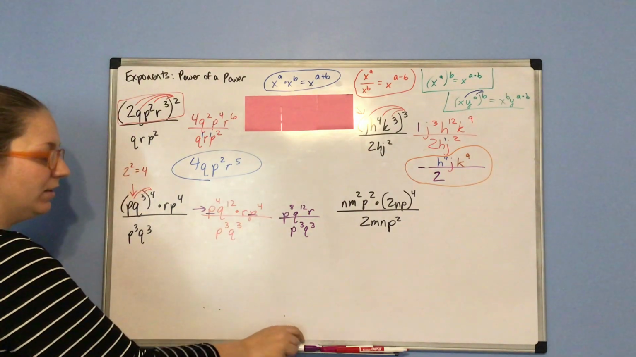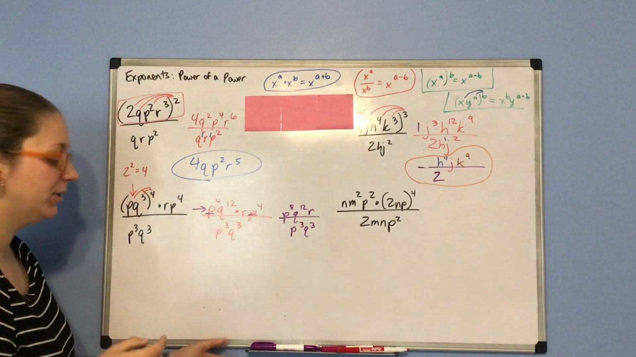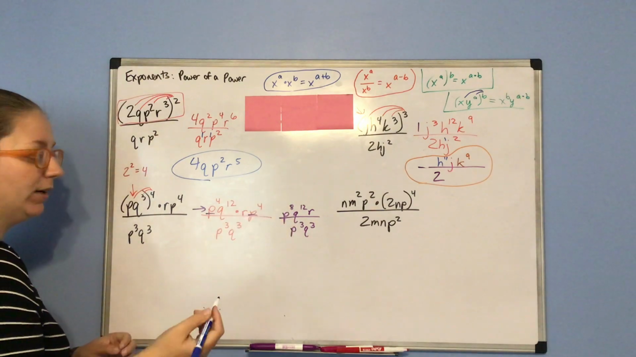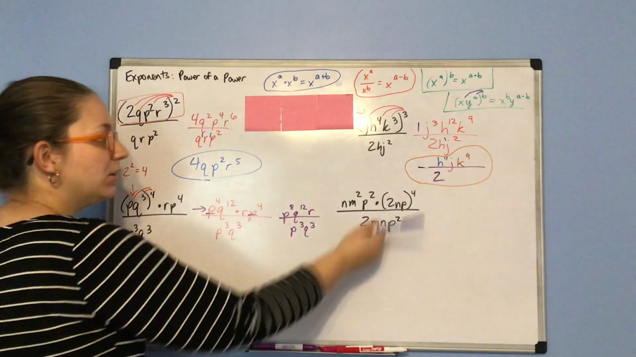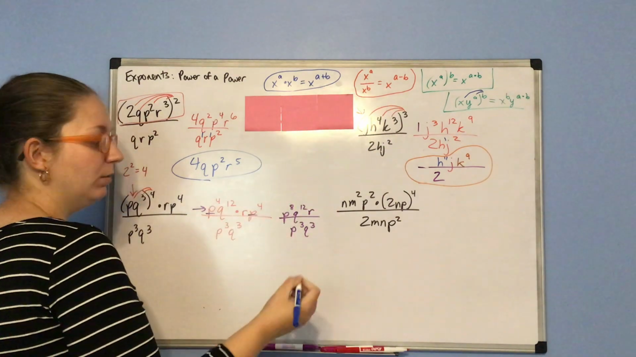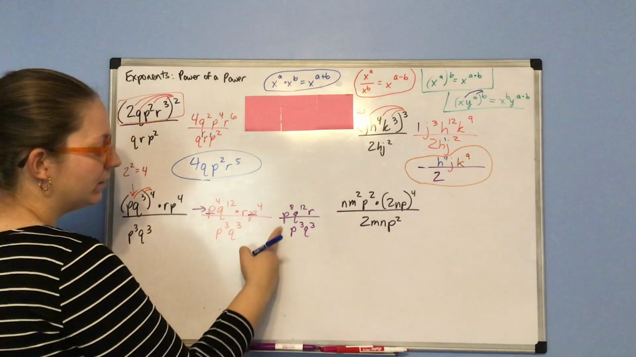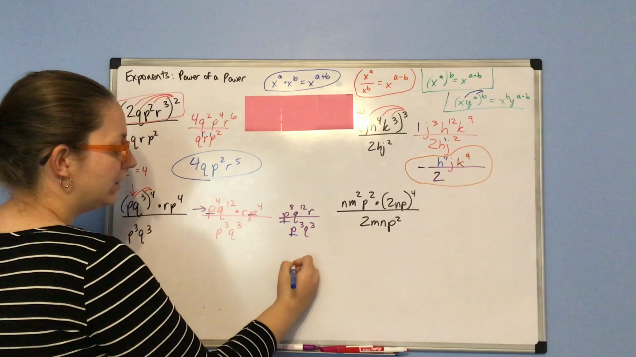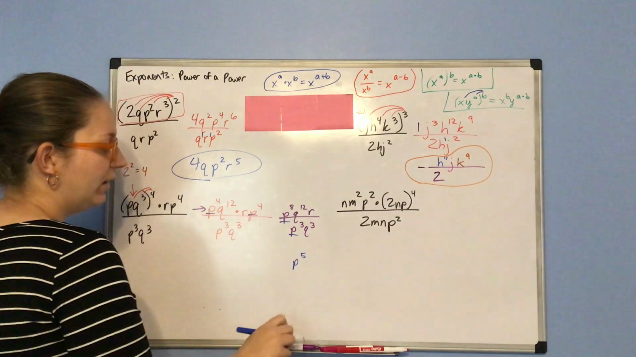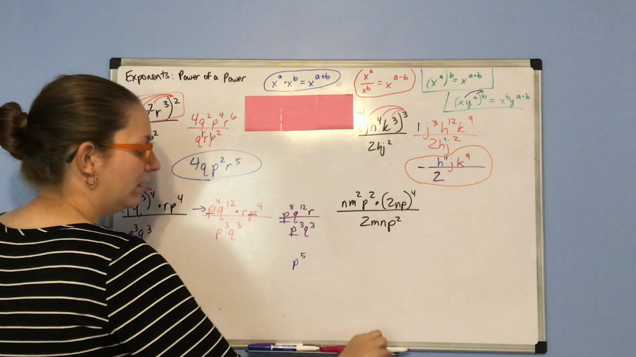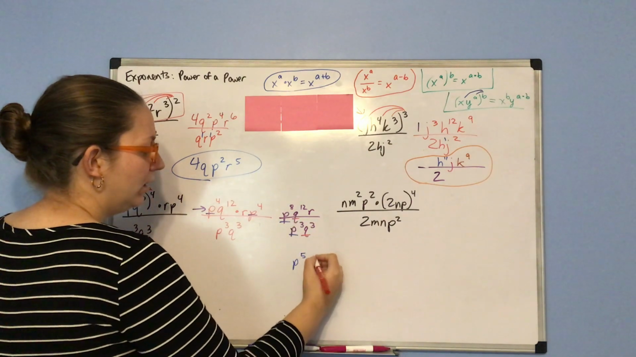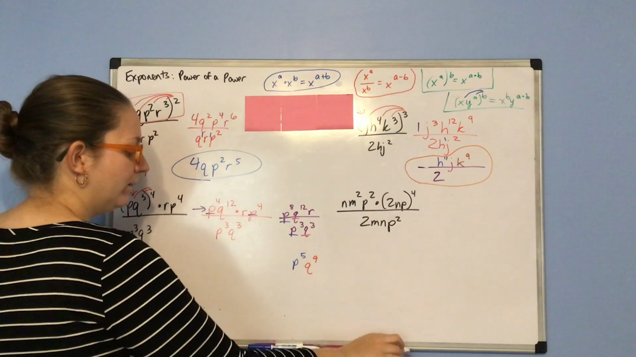Am I completely done yet? Not quite, but I'm almost there. This is not a final answer because I only want to see one of each variable. Since it looks like division, I need to use my quotient rule, meaning I need to subtract my exponents. So I'm going to go with p's. P to the 8 minus 3 makes p to the 5 for our final answer. For q's, 12 minus 3 gives me q to the 9.